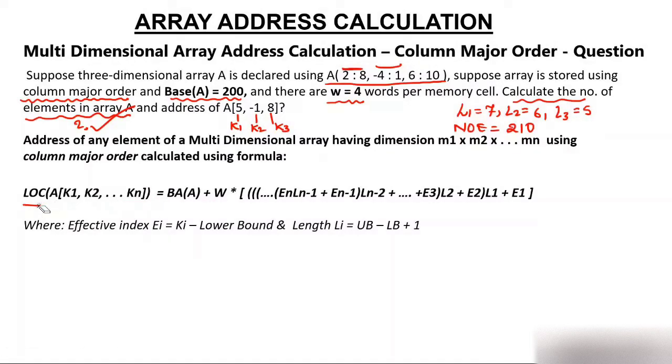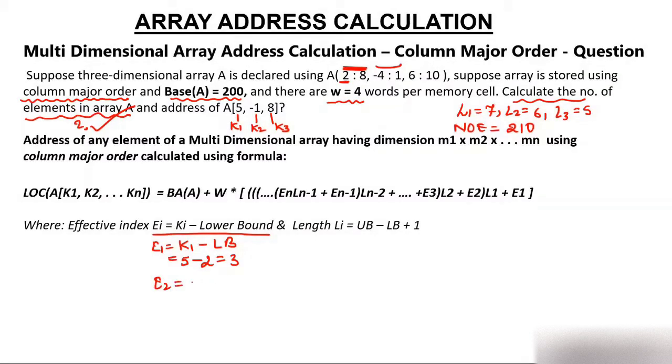Now, as we have already calculated L1, L2, L3, we also have to calculate E1, E2, E3, because we have 3 dimensions. So what is the formula of E? Ei is equal to Ki minus lower bound. So E1 will be equal to K1 minus lower bound. What is K1? 5. So put in the formula 5 minus the lower bound of the first dimension. What is the lower bound of this dimension? 2. So you put 2. So 5 minus 2 will be 3.